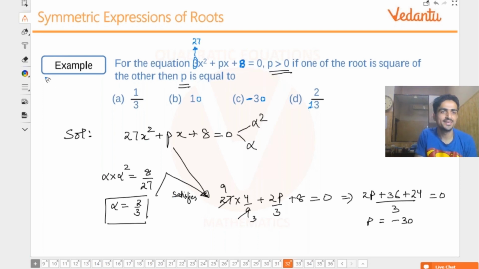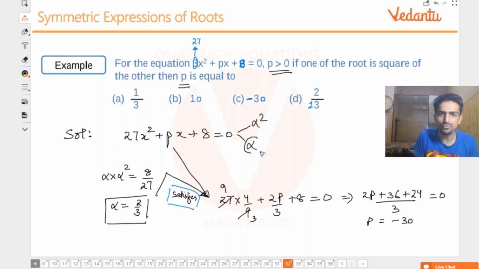Here again, I have used that root satisfies the equation. Same concept. I used the product of roots that was known to me, 8 by 27. Now alpha cube is 8 by 27, so alpha comes out to be 2 by 3. Right? Cube root ho gaya.